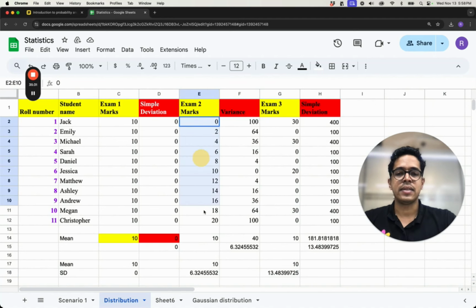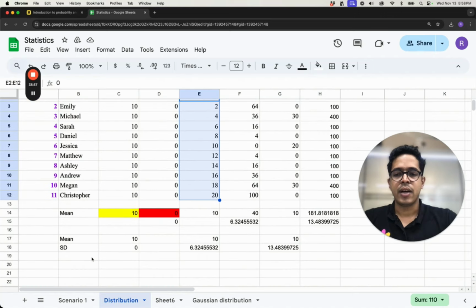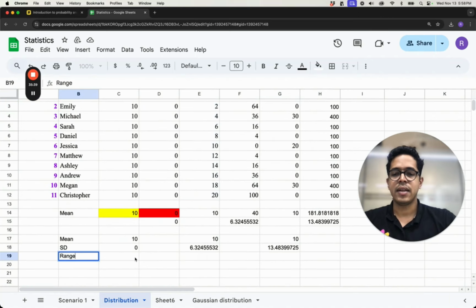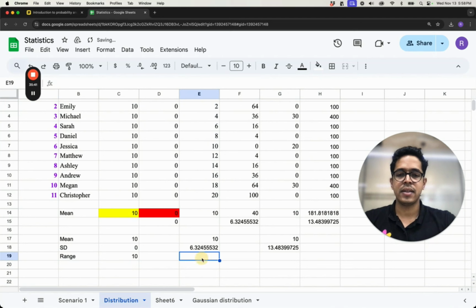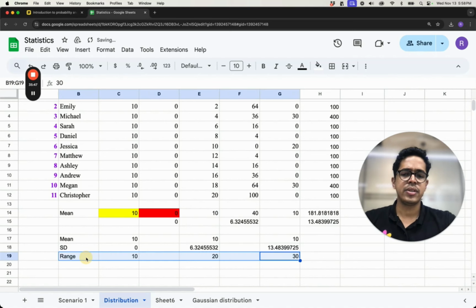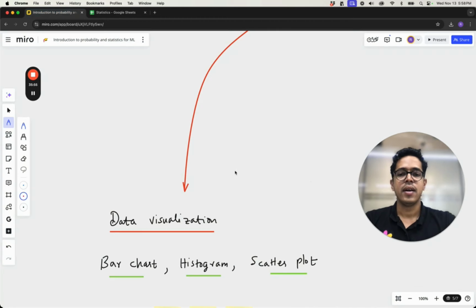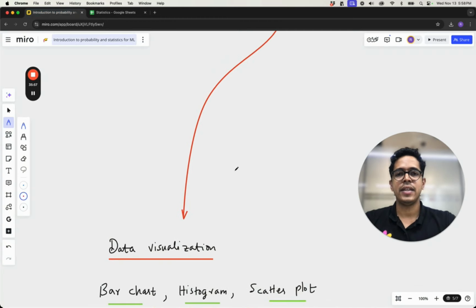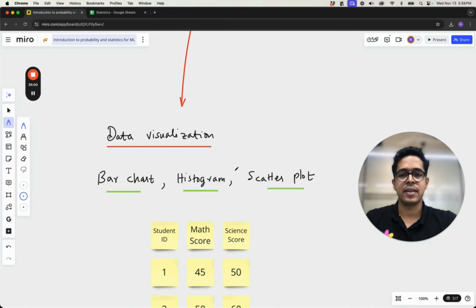In exam two, people were scoring kind of close to each other, but there was a range from 0 to 20. Now, if we were to mention the range, in this case it is 10 minus 0. The range in this case is 20. The range in this case is 30 minus 0, which is 30. So range also is not the best measure to capture the variation. The best measure in this case is the standard deviation. So this is why people have also defined this tendency to deviate from the central tendency.